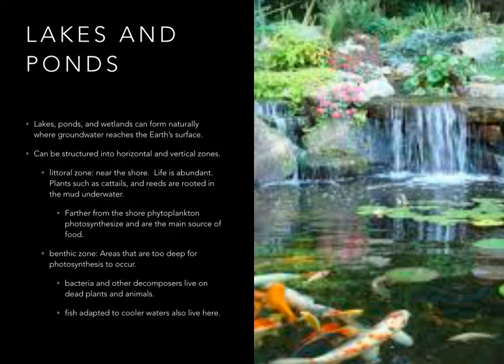So then we have the benthic zone. This is the area that is too deep for photosynthesis to occur. So they have very little or no sunlight in these areas. And so organisms that have an abundance of sunlight and nutrients live on the top. And then these organisms, when they die, they're going to sink to the bottom, and this is going to go into the benthic zone. So a lot of these organisms depend on dead organisms sinking to the bottom. So they're going to be decomposers. So these are organisms such as bacteria and other decomposers that live on dead plants and animals. And then there's also fish that are adapted to cooler waters that also live here.